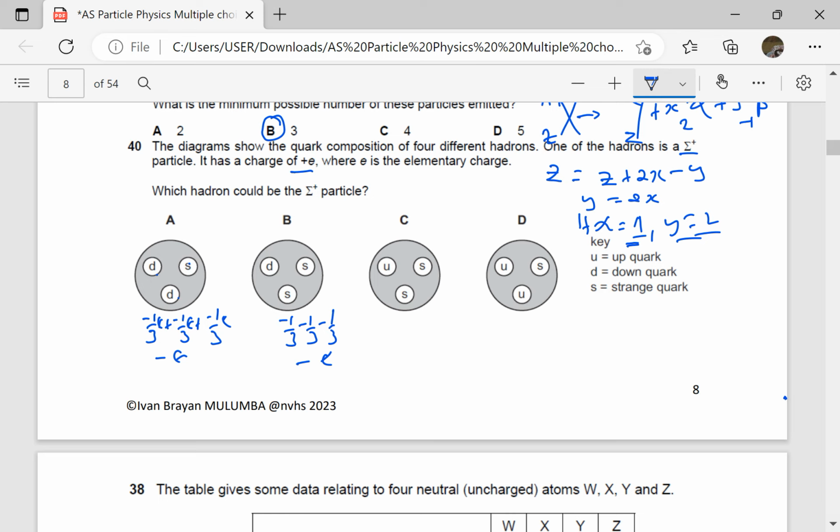Up, strange, strange. Up has a charge of 2 over 3e. Strange has negative 1 over 3e, and another strange negative 1 over 3e. And I think the charge here is going to be 0. Then up, up, strange. This is 2 over 3e plus 2 over 3e minus 1 over 3e. And the charge here is going to be 4 over 3e minus 1 over 3e, which is positive 1e. So this is going to be the answer in that case.